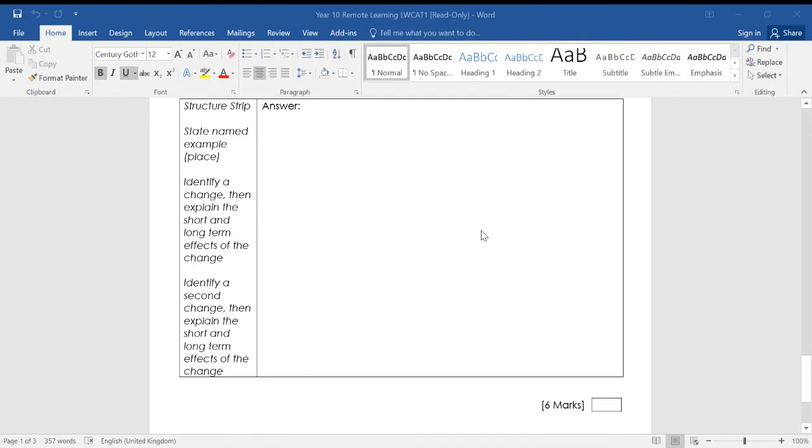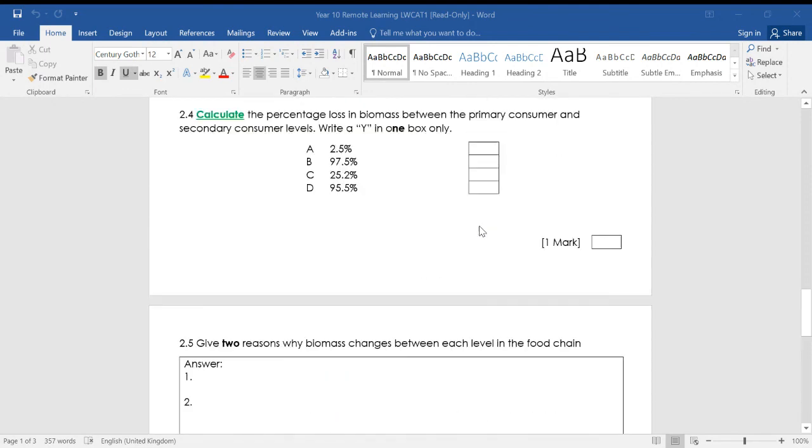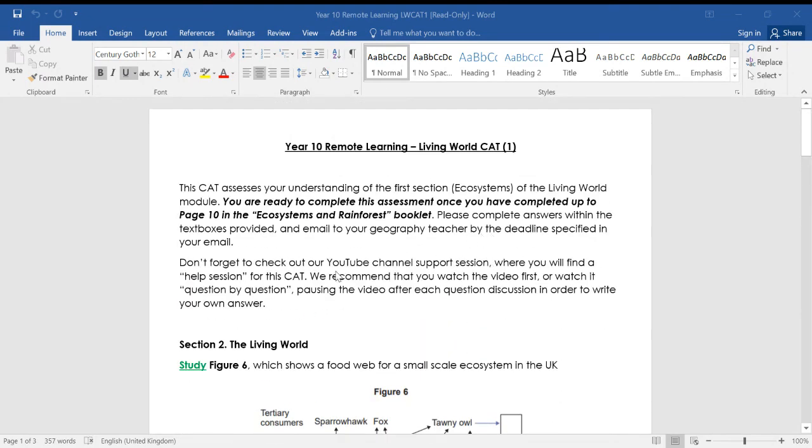So hopefully that gives you some pointers for those questions. Make sure that you fill your answers in on this sheet and send that back to your teacher by the deadline.